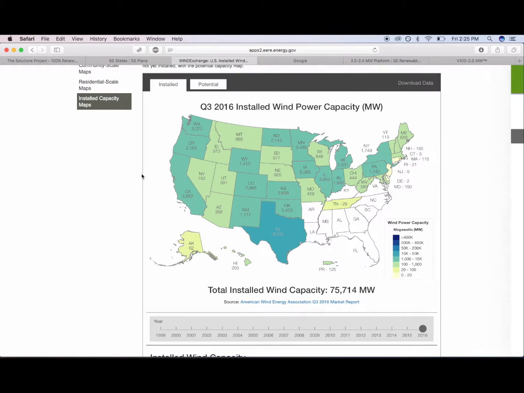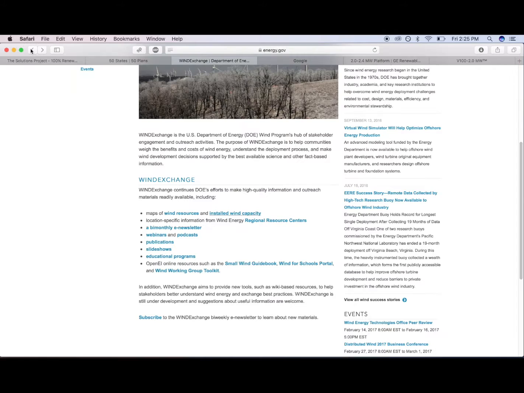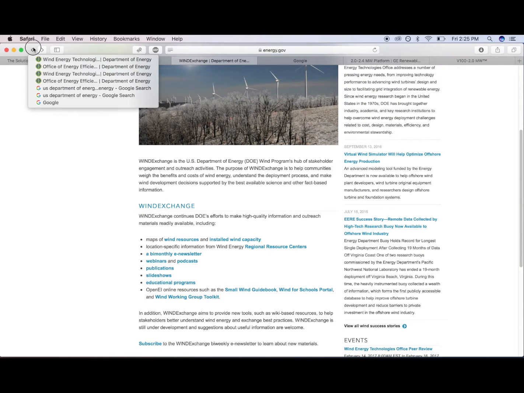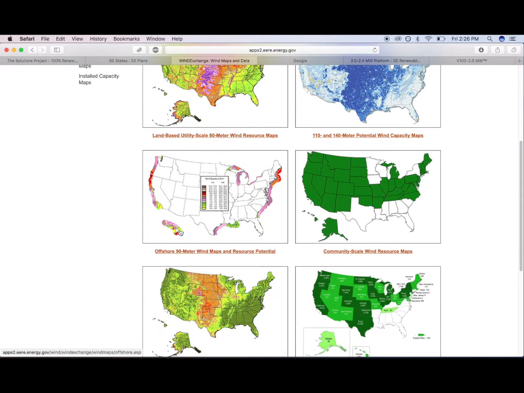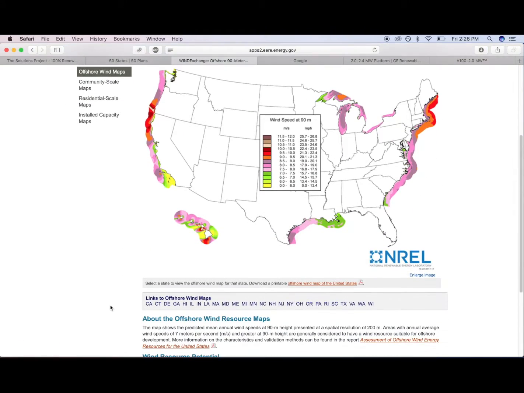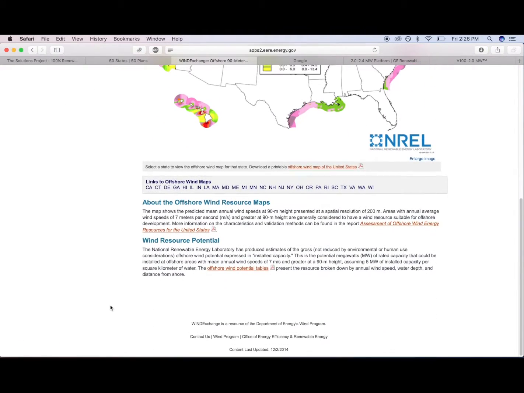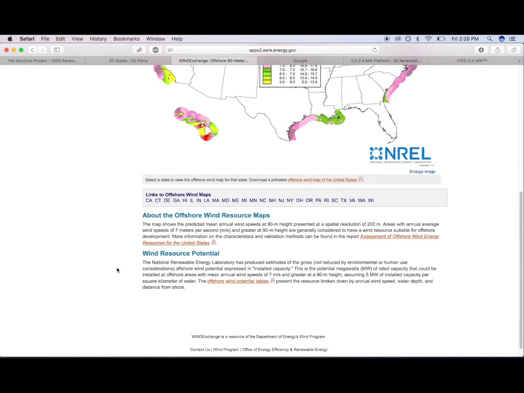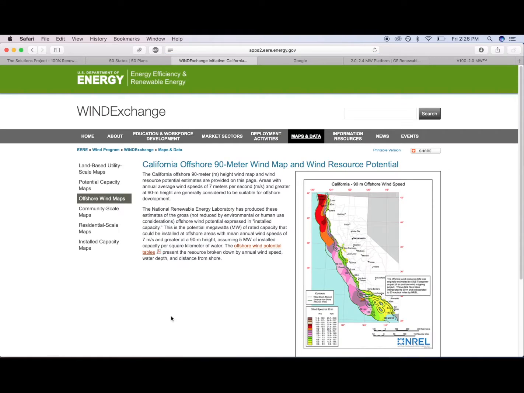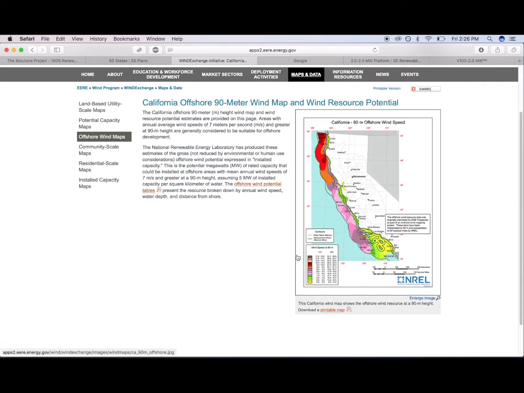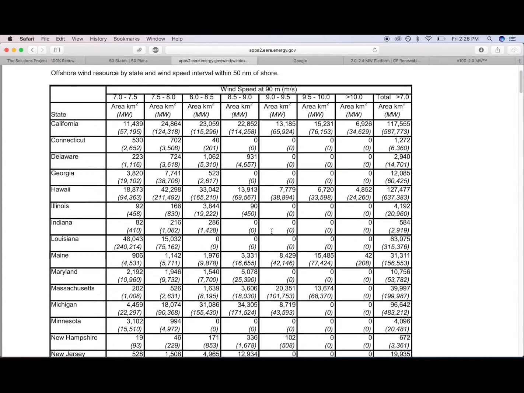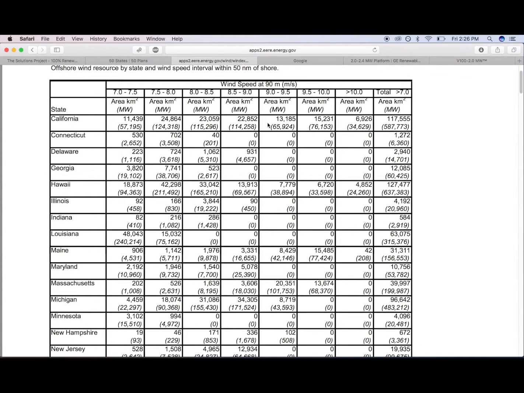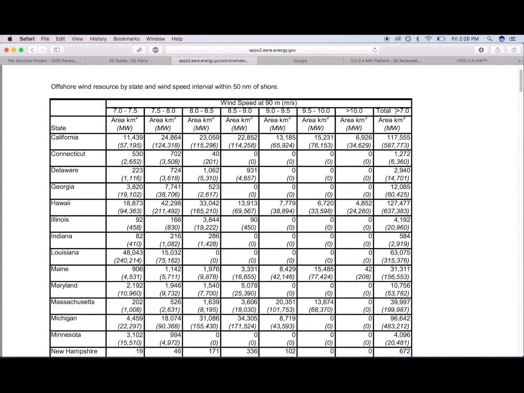We also want to look at the offshore wind resources. So that's going to be this map. And you can go into here, and let's do California again because, like I said, it has a lot of offshore. And you're going to be interested in downloading this report. This is going to tell you how much you can get from each area.